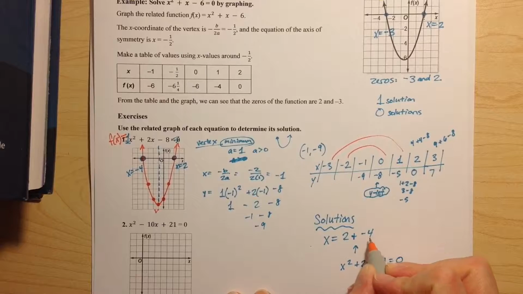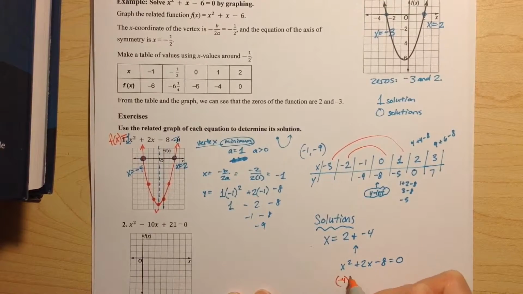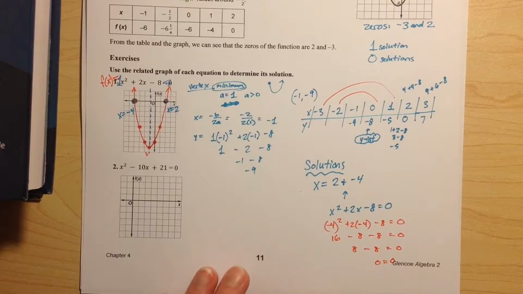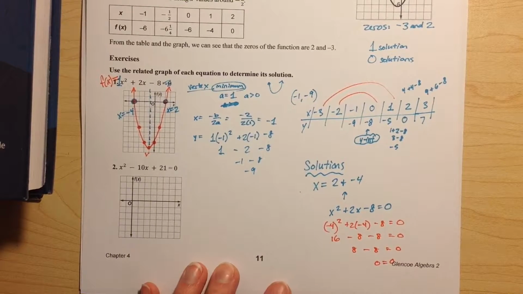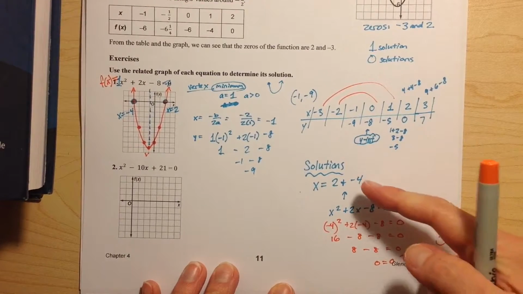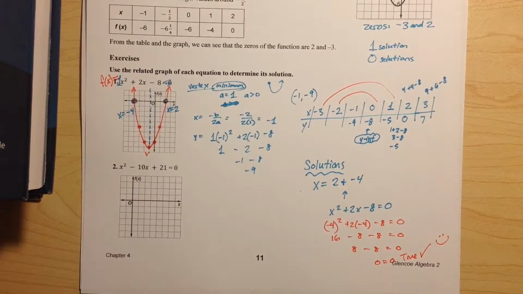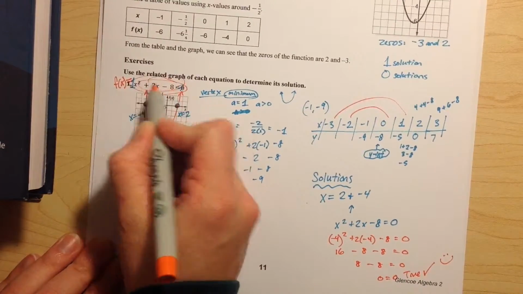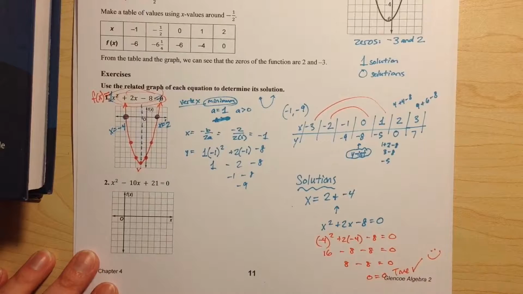So again, I want a true statement here. If I plug in -4, I get -4 squared, plus 2 times -4, minus 8 equals 0. I get positive 16 here, -8 equals 0. That gives me regular 8 minus 8, which indeed gives me 0. But there we go. So this is a true statement, which is a good thing. That means that -4 is indeed a 0 of my equation here. So the solutions to this quadratic equation right here are 2 and -4.